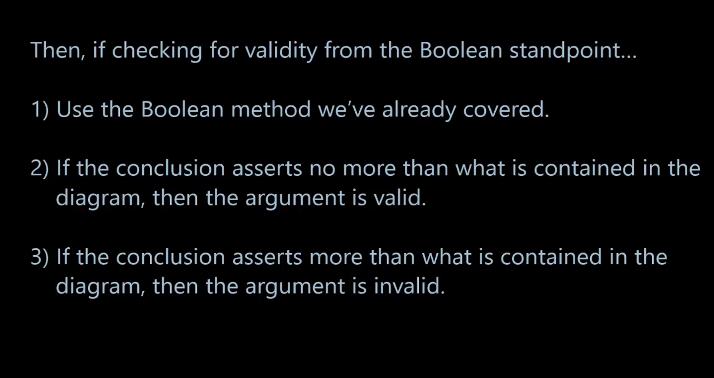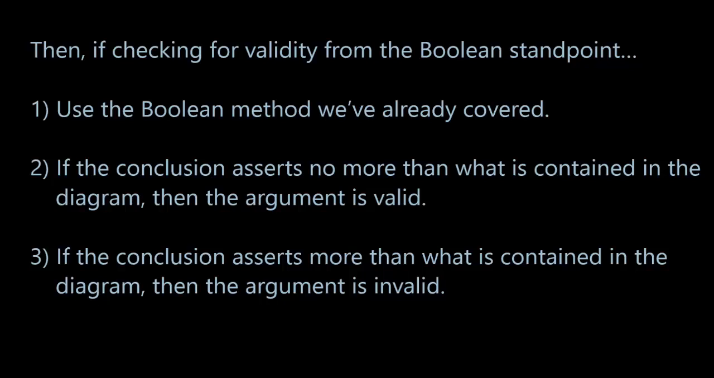If we're diagramming from the Boolean standpoint, then after we've followed the previous steps, we just revert back to the type of diagramming that we've already covered with the Boolean standpoint. You just make sure that you're focusing on 2 of the circles at any given time when you're doing the shading.